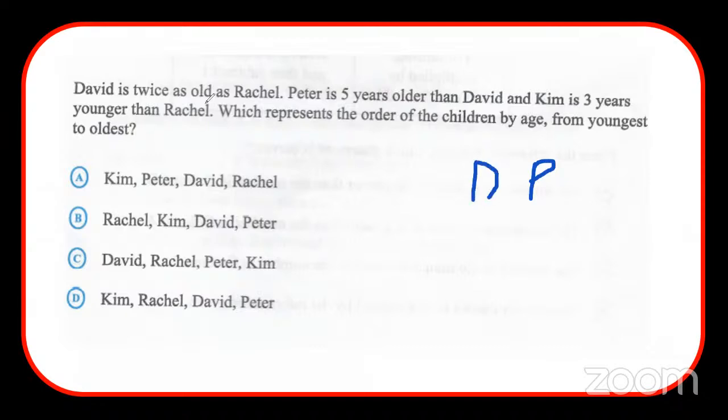So let's see what Rachel's relationship with Kim is. Kim is 3 years younger than Rachel. That means Rachel is older than Kim. So we have Rachel there and then we have Kim. Now, you might be seeing me ordering from this end because the information given is really giving us the age from the oldest to the youngest, but we need to order from the youngest to the oldest.